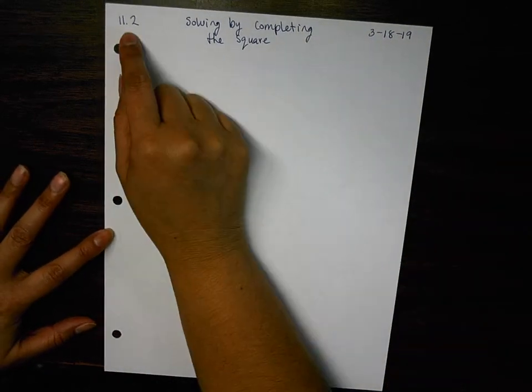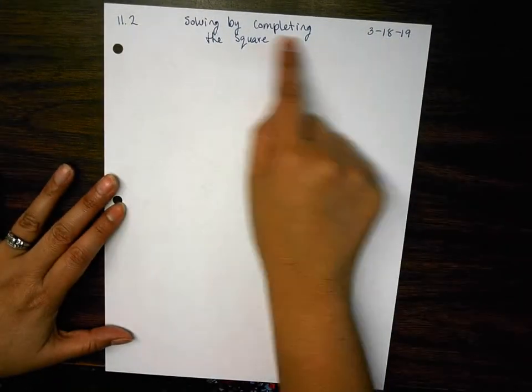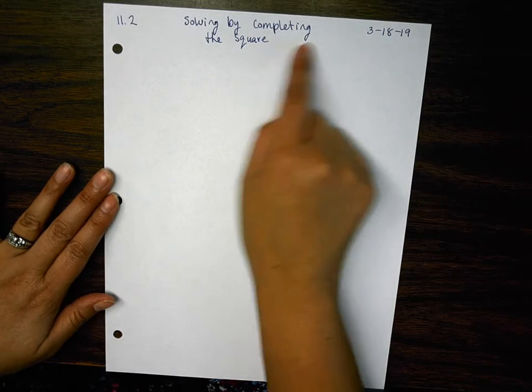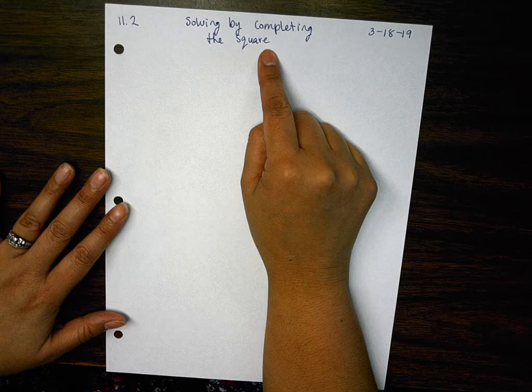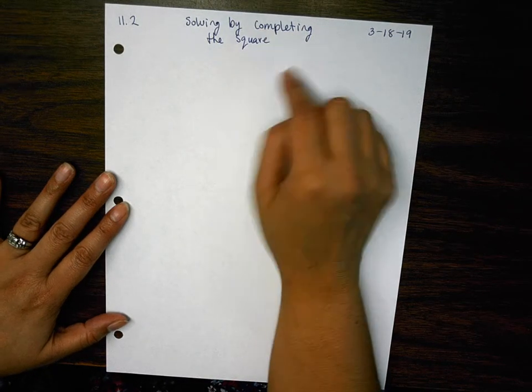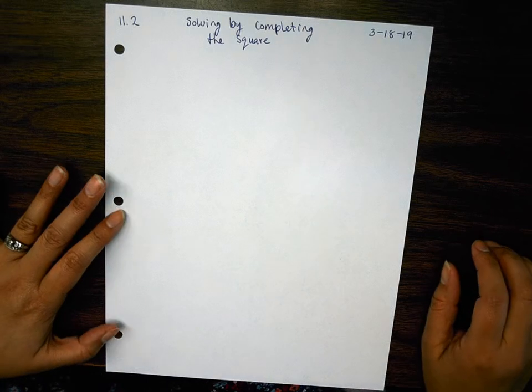This is Math 2, Unit 11, Lesson 2, Solving by Completing the Square. Last week we learned how to complete the square, right? That was our Friday's lesson. We learned how to complete the square. Today we're going to use that concept to solve quadratic equations.